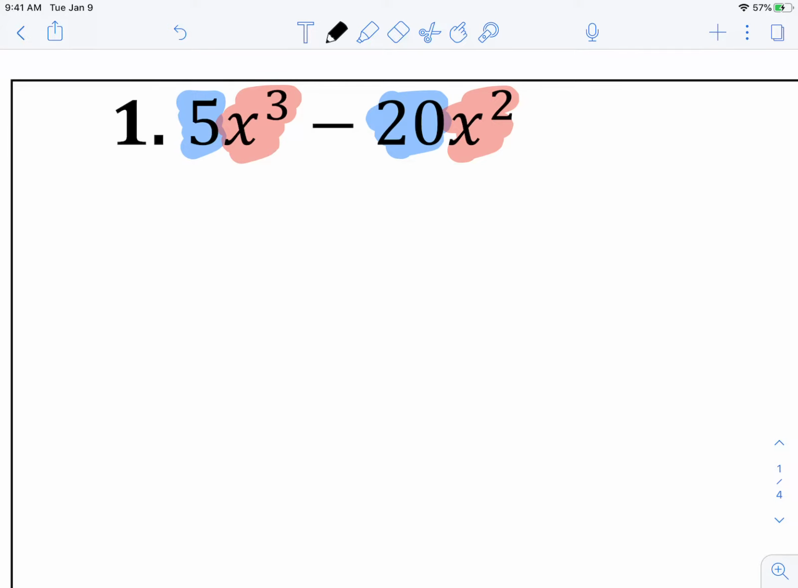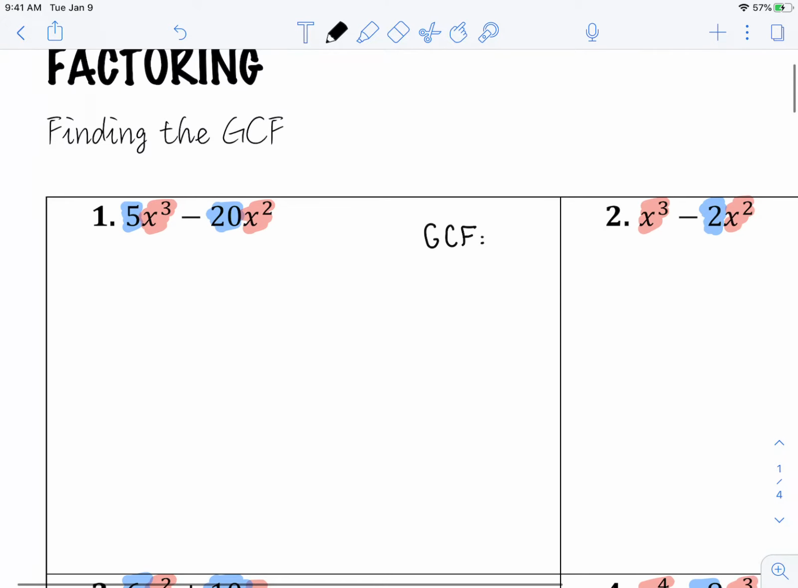Okay, what number do they have in common? And that is a 5. Then I look at the x cubed and x squared. This one has 3 x's, this one has 2. So they share 2 x's, which is just x squared. And then that is my GCF, is 5x squared.